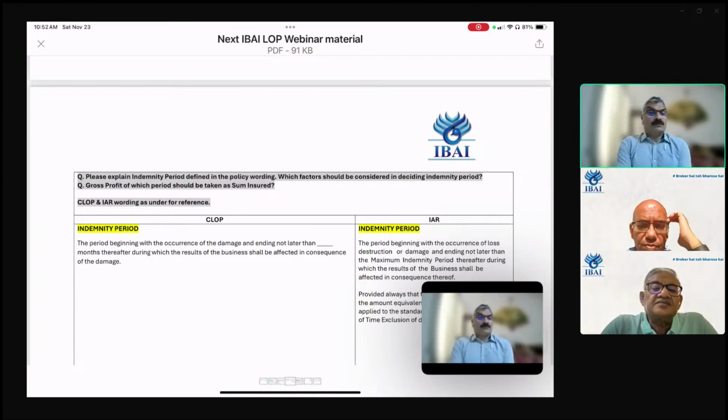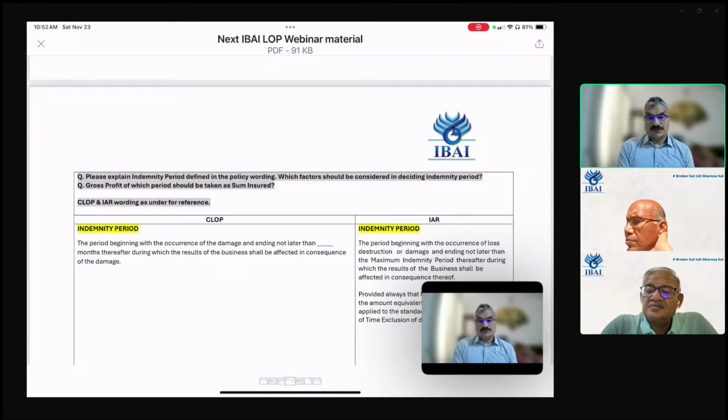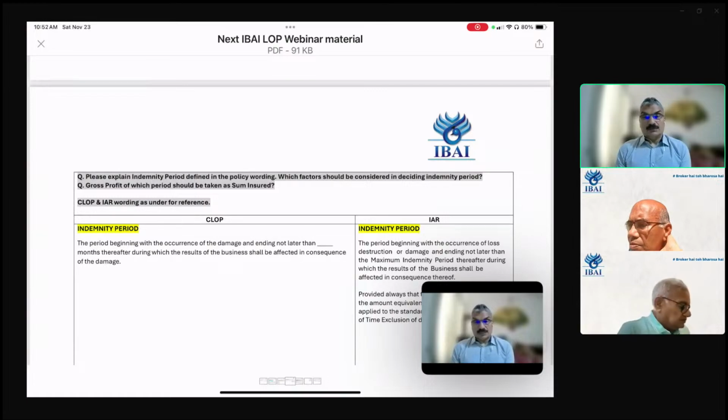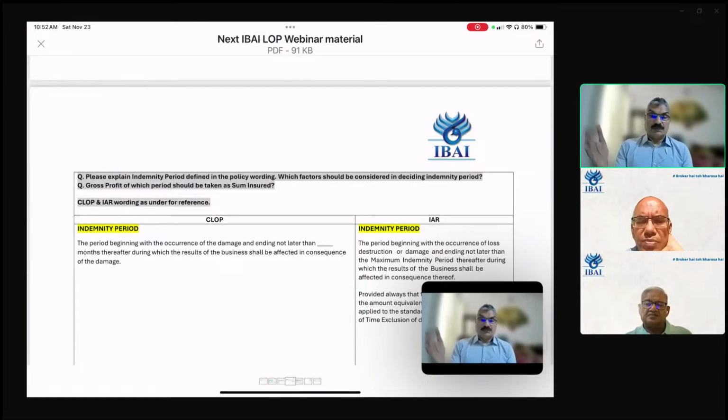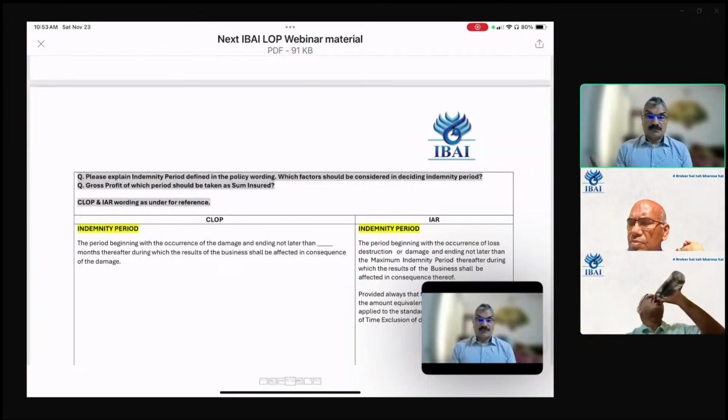So the indemnity period refers to the period during which the business remains affected. How does the business get affected? Assume there is a machinery which is damaged. The machinery has to be first repaired, so there is the repair period, or the reinstatement period of the machinery. But even after the machinery is repaired, it may not start production immediately up to the full level from day one. It may take some time for that machine to achieve full production.